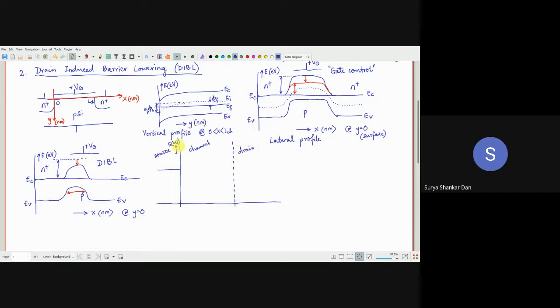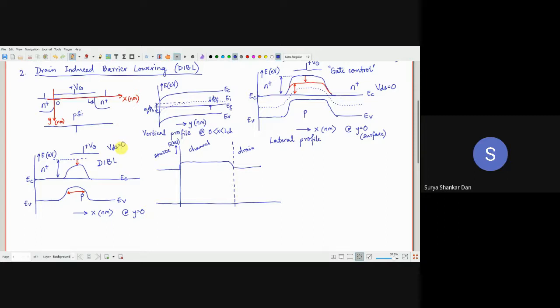Okay, so initially the barrier was something like this, but this was when you have done even without an application of the drain bias. So as you can see, the conduction band edge in both source and the drain regions are the same. So that means this was valid for VDS equal to 0. Since EC of both of them are aligned, VDS equal to 0.